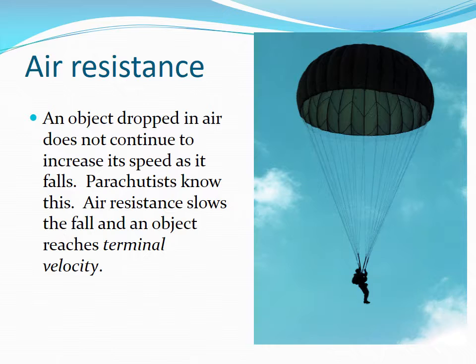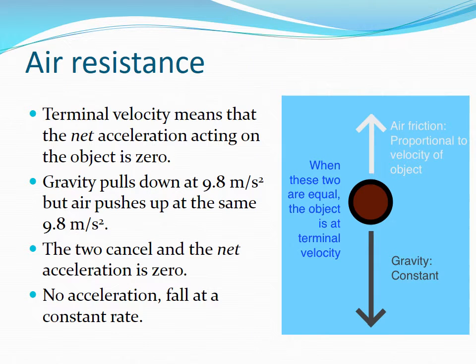An object dropped in air does not continue to increase its speed as it falls. Parachutists know this. Air resistance slows the fall and an object reaches terminal velocity. Terminal velocity means that the net acceleration acting on an object has reached 0. Gravity pulls down at 9.8 meters per second squared, but air pushes up at the same 9.8 meters per second squared. The two cancel and the net acceleration is 0. An object moving with a net acceleration of 0 must be moving at a constant velocity.